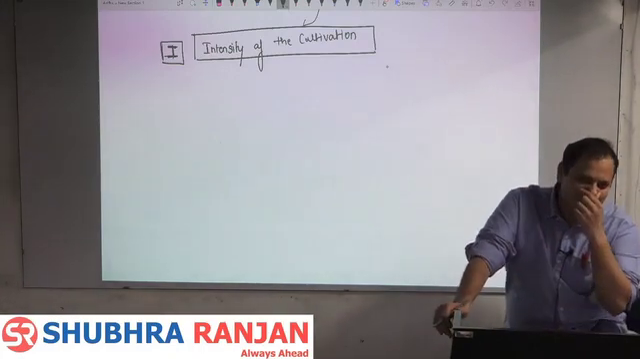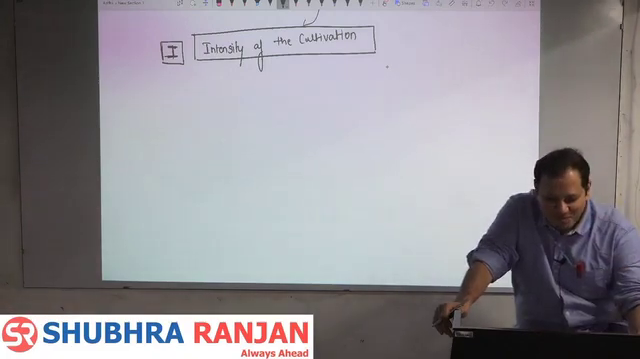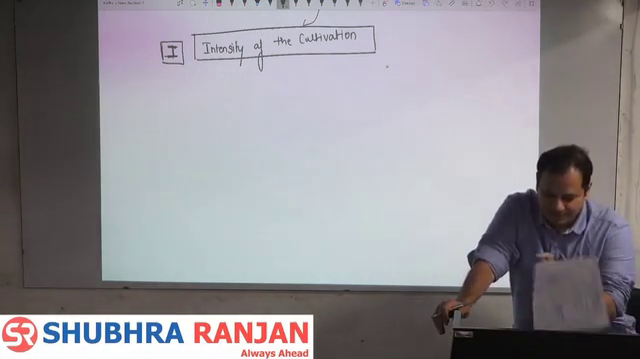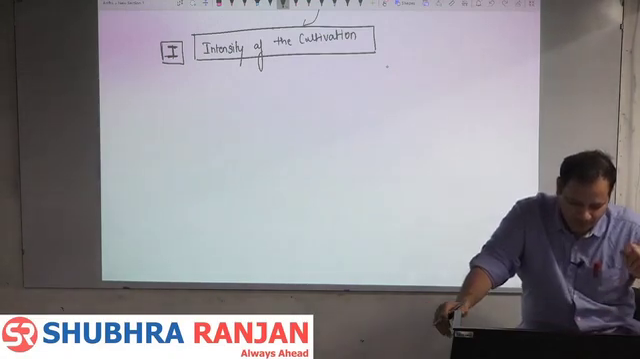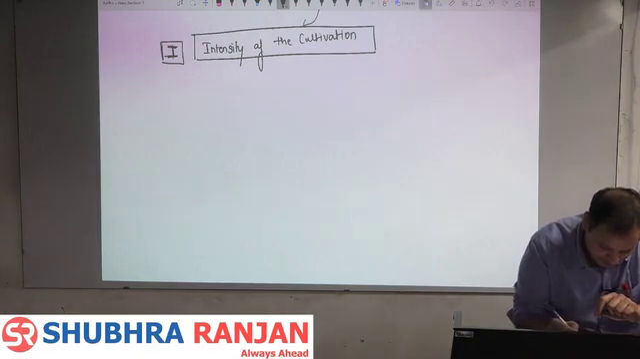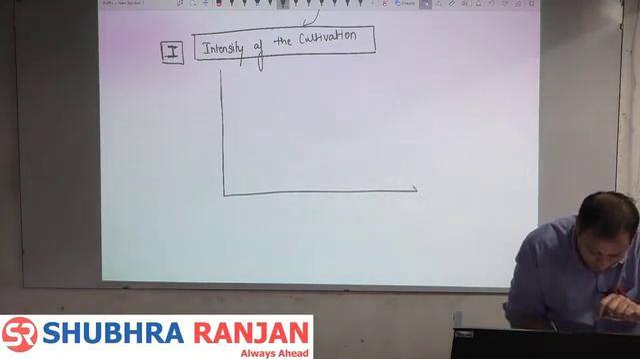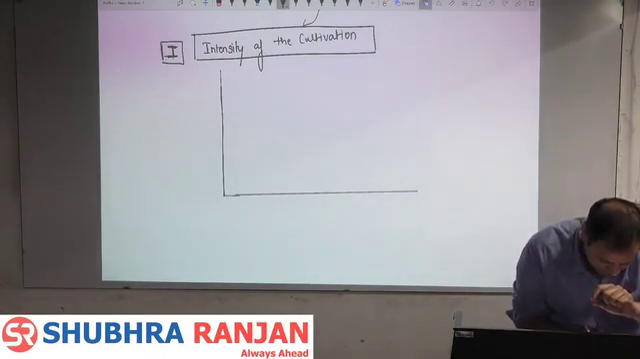Intensity of the cultivation. So point number 1, intensity of cultivation decreases away from the market, because the cost of transportation increases.